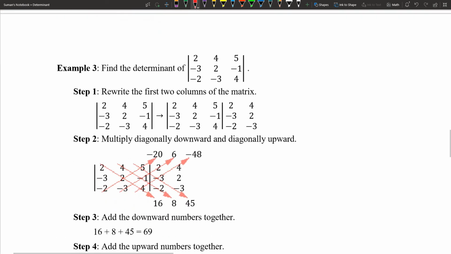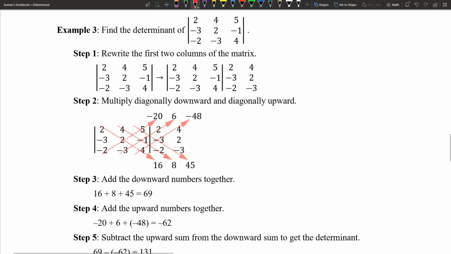Let's check once again with another example. Here we have to find out the determinant of the matrix, that is 2, 4, 5 according to the first row elements. The second row elements are minus 3, 2, minus 1, and third row elements are minus 2, minus 3, 4. So once again, the first step, we are rewriting the first two columns of the matrix, that means 2, minus 3, minus 2 and 4, 2, minus 3.